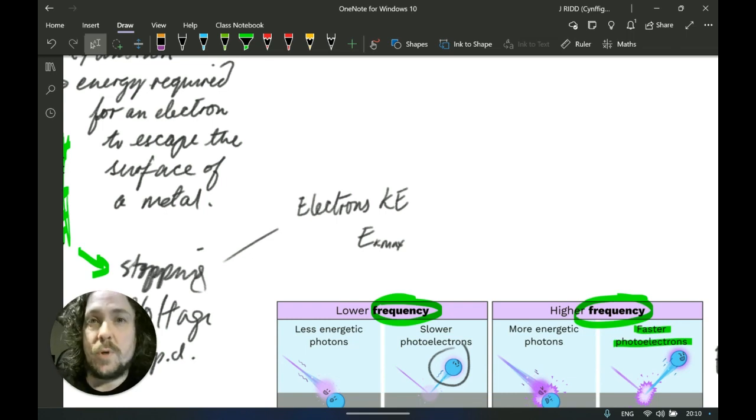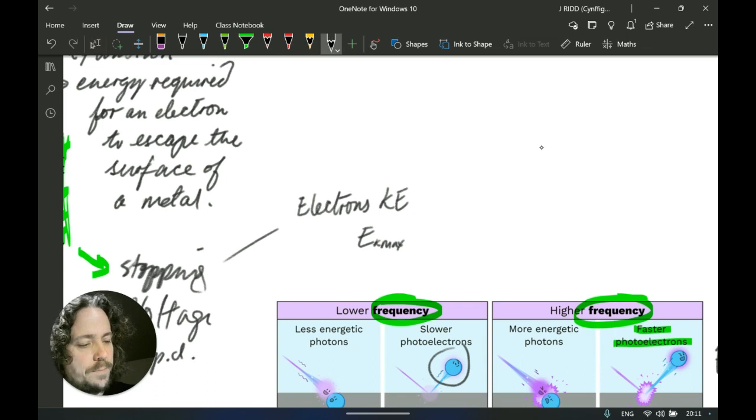To stop you, the brakes have to do work equal to the amount of kinetic energy that you have, and they have to dissipate that kinetic energy to bring you to a stop before you run the red light. It's the same kind of thing here. These electrons have got a certain amount of kinetic energy, and we're going to do work against them to slow them down and stop them effectively.